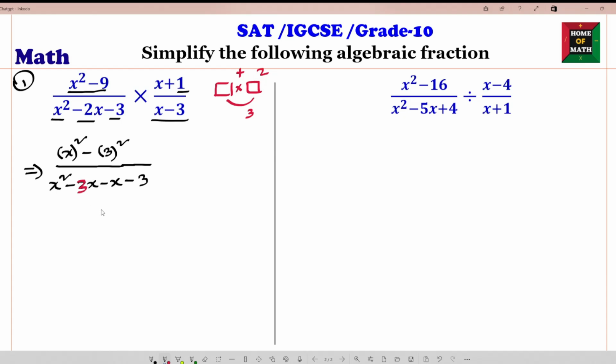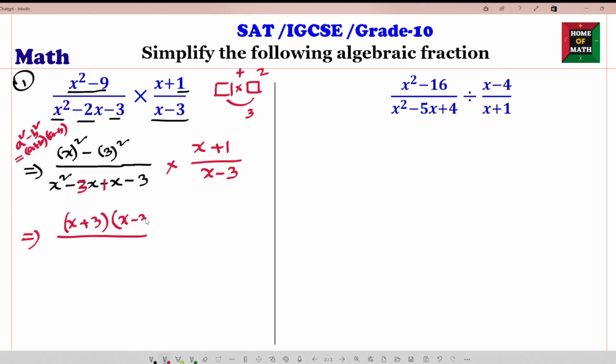Therefore here is 3x plus x. Now look, minus 3x plus x becomes minus 2x, and 3 times 1, because the two coefficients are 3 and 1, means 3. Times x plus 1 divided by x minus 3. For the difference of squares, we know a squared minus b squared means a plus b times a minus b. Therefore here is x plus 3 and x minus 3. And in the denominator we can take x common, so x minus 3 and plus 1, again x minus 3, times x plus 1 divided by x minus 3.